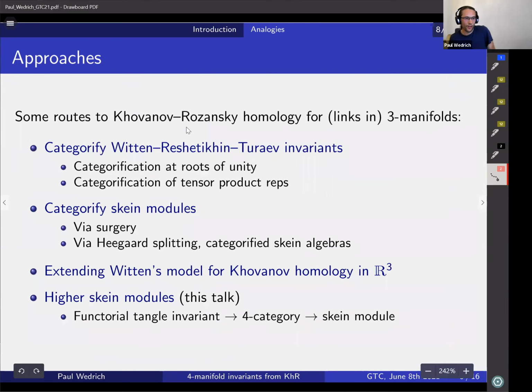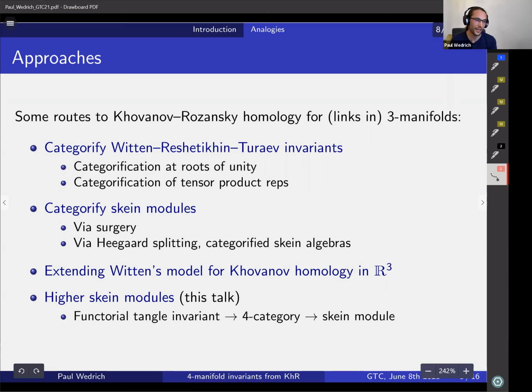So maybe before going on, I should say what this work is not trying to do. There are many other potential approaches to getting Khovanov homology or Khovanov-Rozansky homology for 3-manifolds, or for links in other 3-manifolds. And a priori, what we're doing here is different. So here are a few other routes that you might consider.